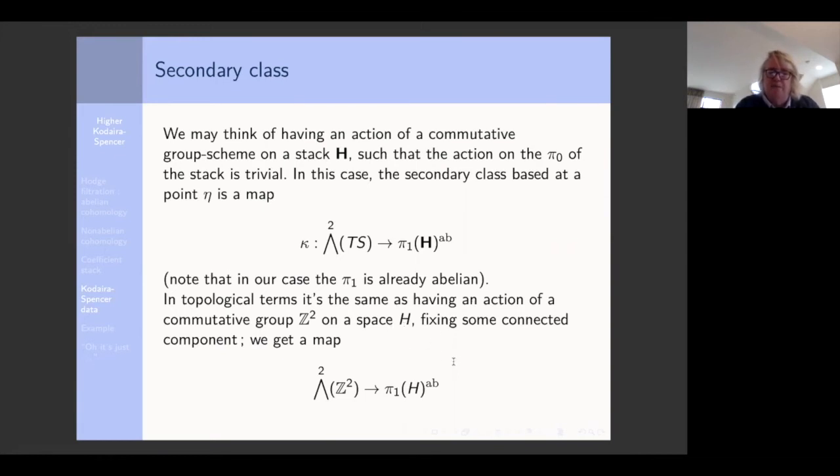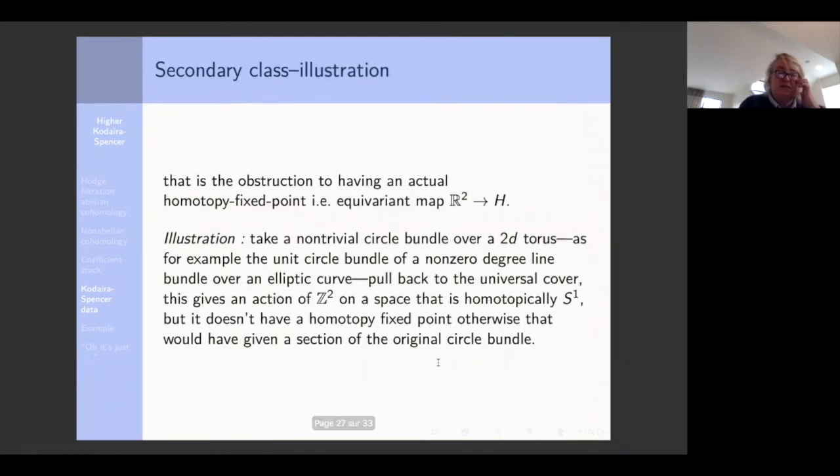Then I claim that we get a map. Maybe I should have said something about the trivial action, but I think that's automatic. Then we get a map from wedge 2 of Z2 into pi 1 abelianized of H. So that's going to be the obstruction to having an actual homotopy fixed point of the action. A homotopy fixed point would be an equivariant map from R2 into H. If you want to define a homotopy fixed point, what would you do?